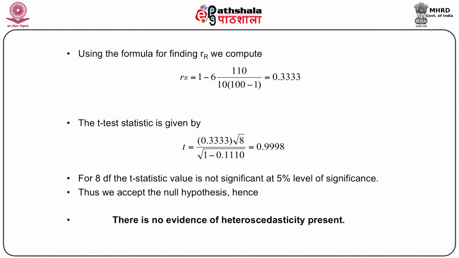Now, after we use the formula, we compute the Spearman rank correlation coefficient and it turns out to be 0.3333. And using the formula for obtaining the t-test statistic, we obtain the value of the test statistic as 0.9998. For 8 degrees of freedom, the t-test statistic value is not significant at 5% level of significance. Thus, we fail to reject the null hypothesis. Hence, there is no evidence of heteroscedasticity present.